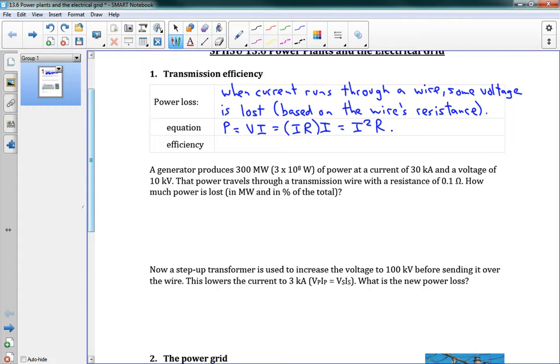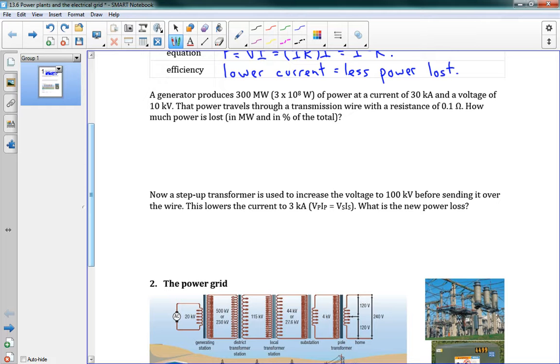Now, for efficiency, you can see from that equation, if we lower our current, we're going to get less power lost. Lower current equals less power lost. And you can see that it scales quite a bit since we have I squared. If we can reduce current by a factor of 10, then we reduce power loss by a factor of 100, which is quite useful. Let's look at a few examples here.